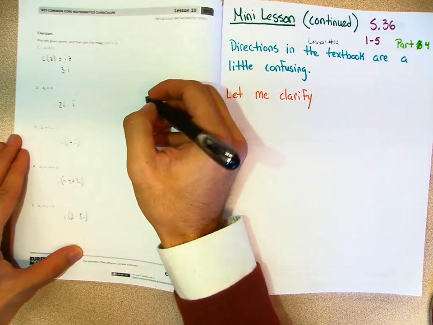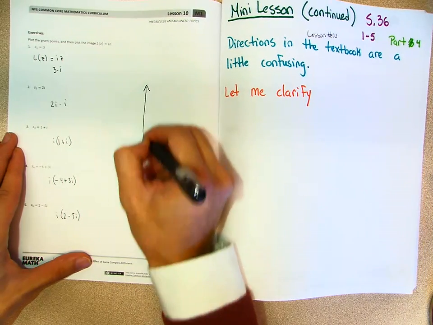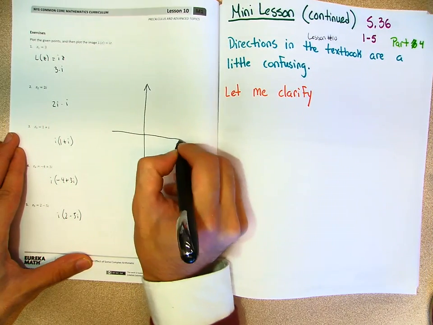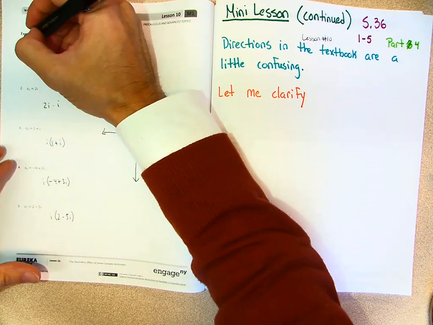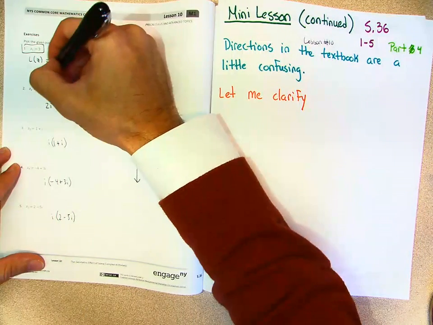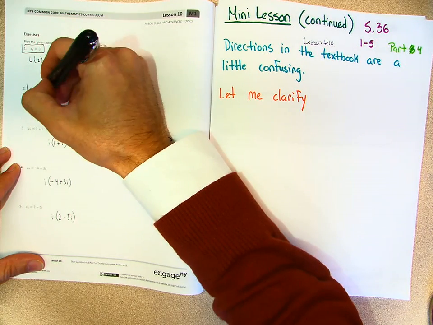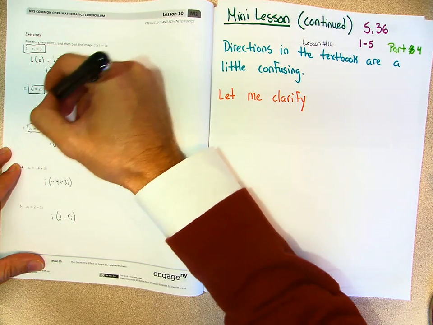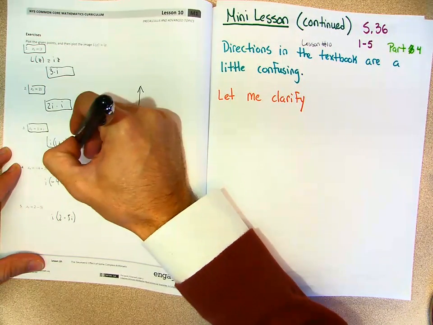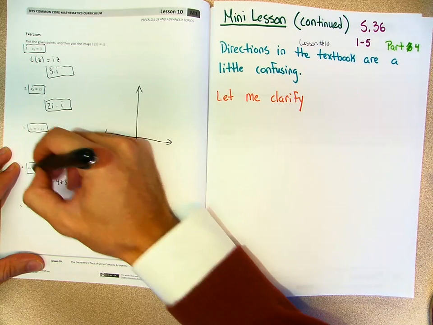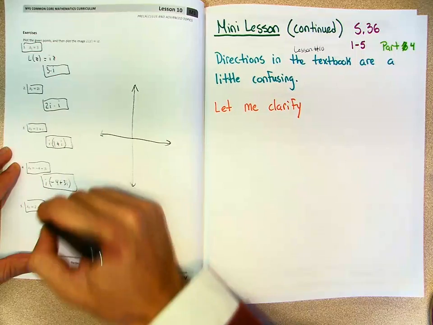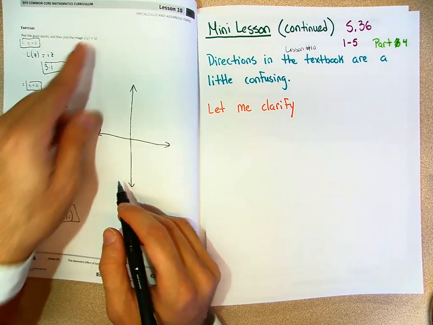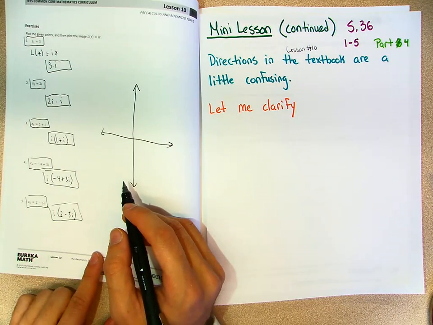What you want to do is plot every single one of these points, and look at what is geometrically happening when we multiply by i. That's what this part is telling you to do.